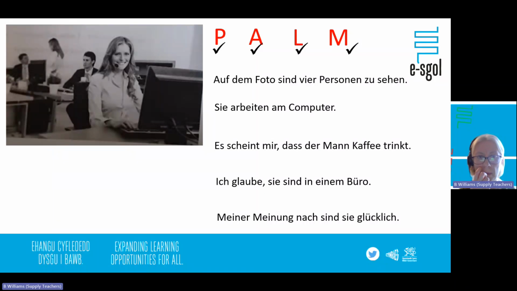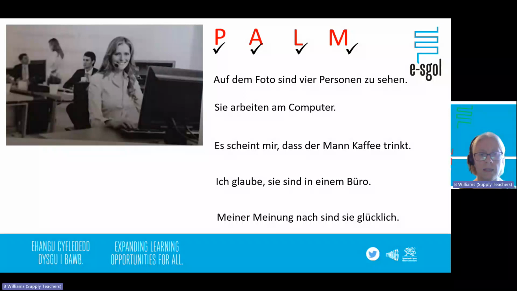Okay, so the A, if you remember, is for action. So what are the people that you've just said are there doing? What action are they carrying out? So we could say 1 or 2 sentences for this. So we could say, for example, Sie arbeiten am Computer. Another sentence to describe what they're doing.